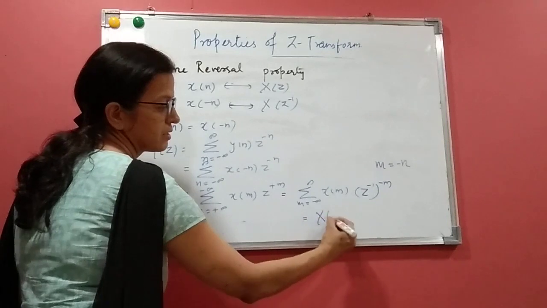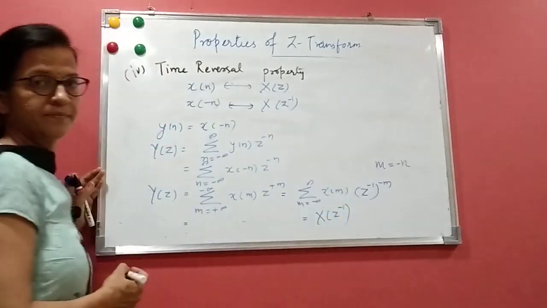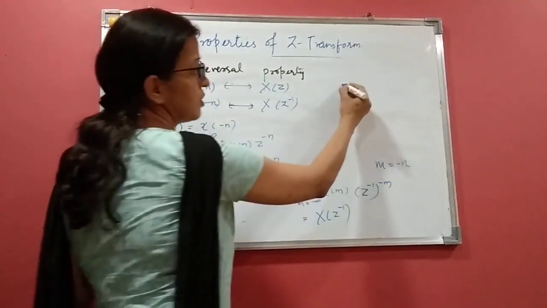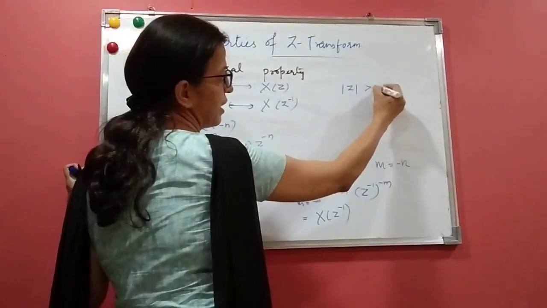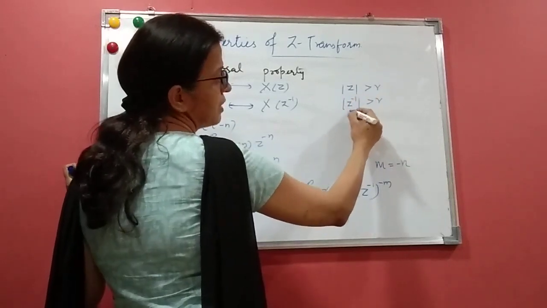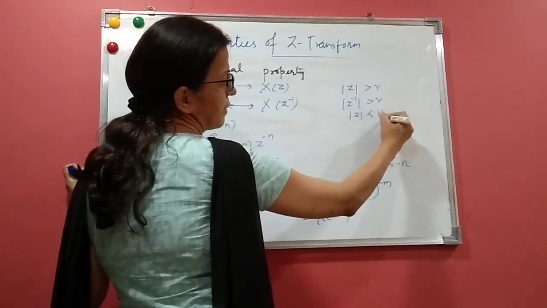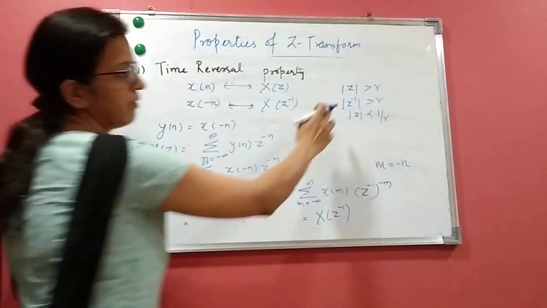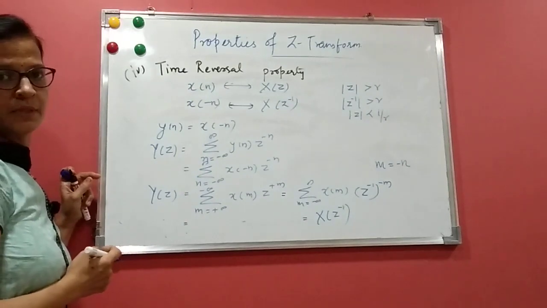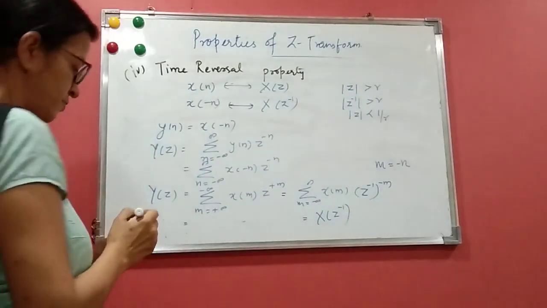So this will be x of z raised to minus 1, and the ROC will be for z raised to minus 1. So if it was mod z greater than r, here it will be z raised to minus 1 greater than r. Or what will happen? Mod z should be less than 1 by r, because z will come here and r will come here. So z will be less than 1 by r. This is the time reversal property.